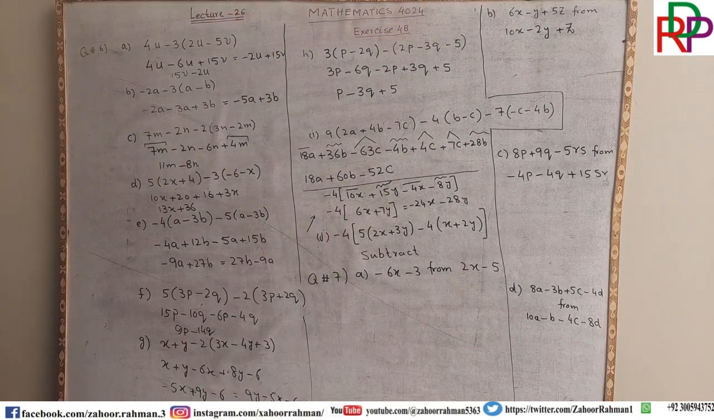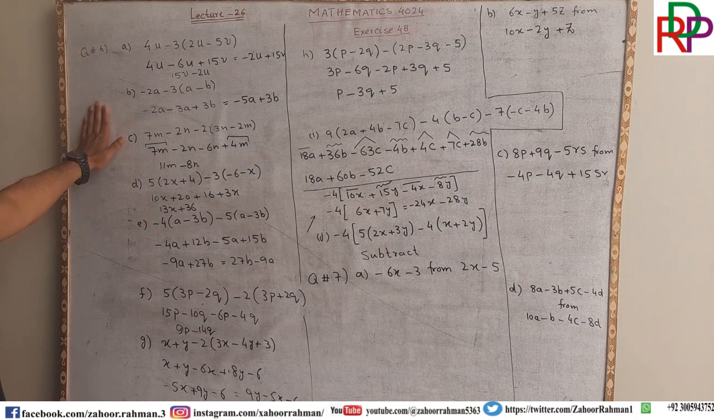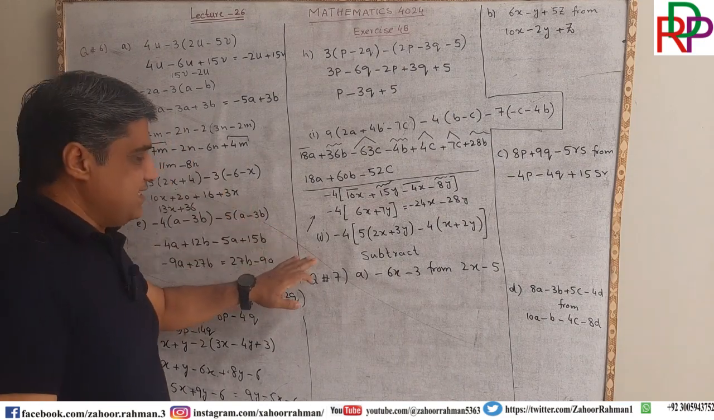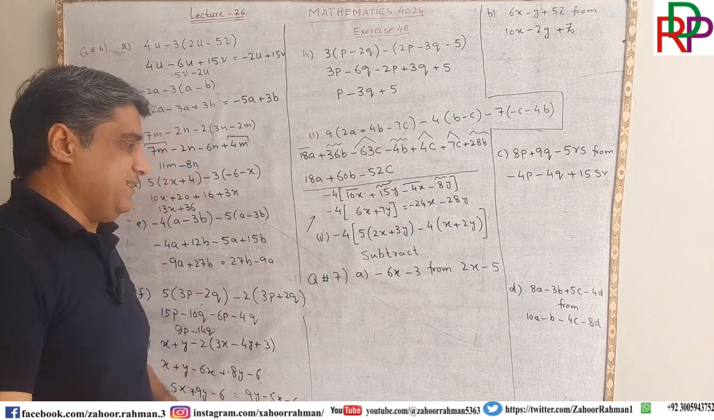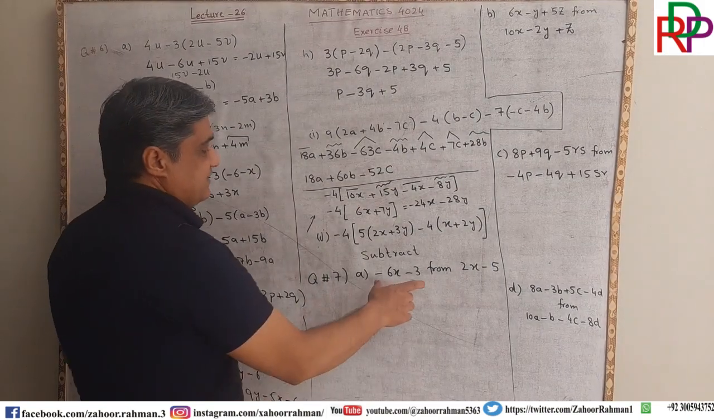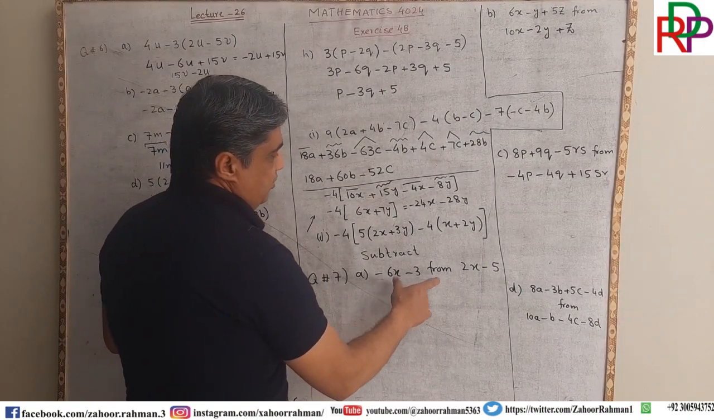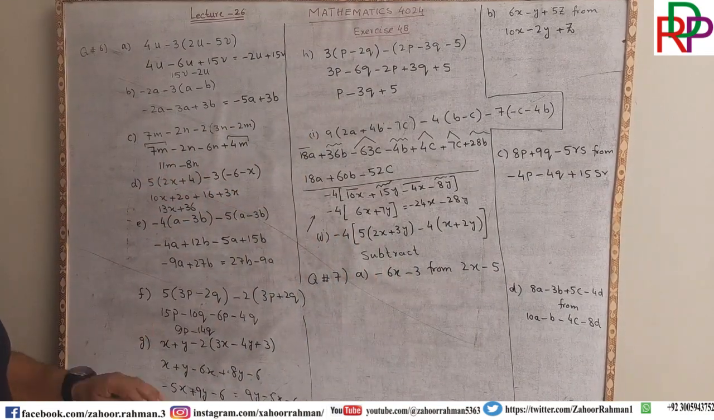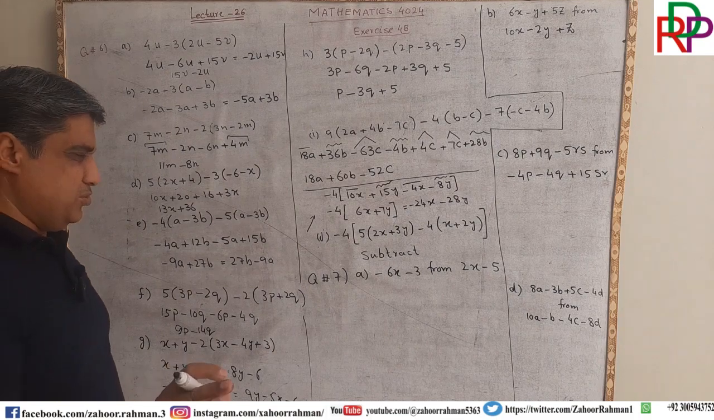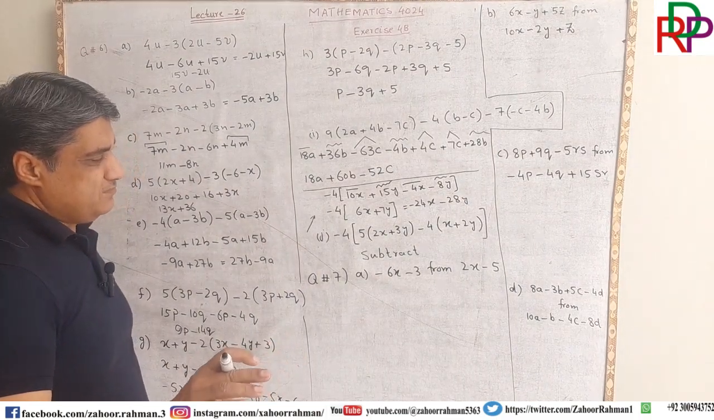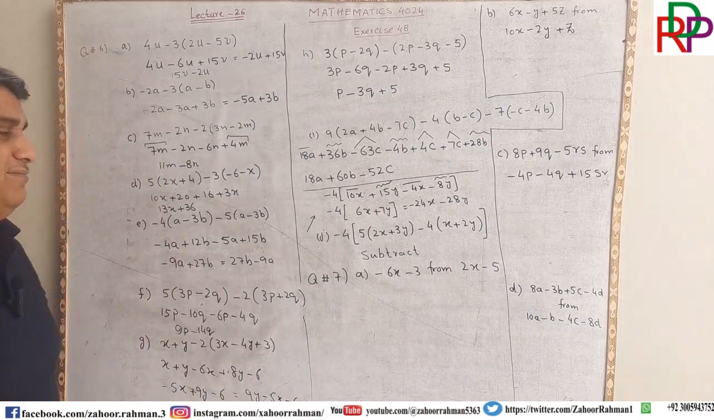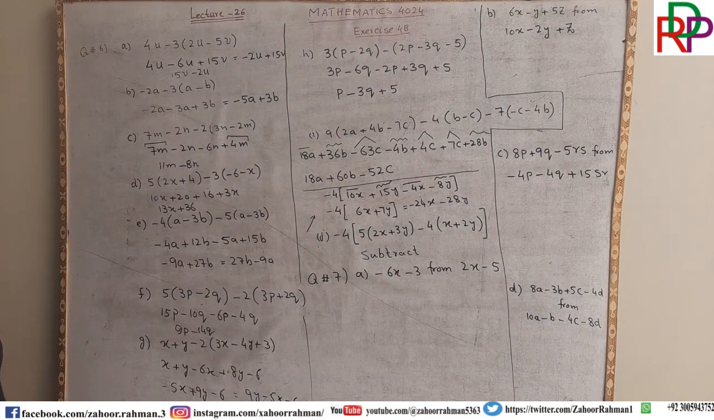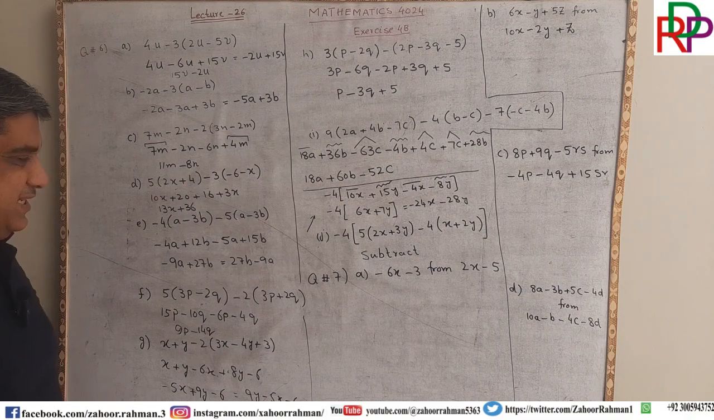Now that was the whole story about question number 6. Question number 7 is saying to subtract this value from this value. There are two methods, ladies and gentlemen. In both methods, you have to keep one thing in mind, and that is very important. Most of the students are committing this mistake.